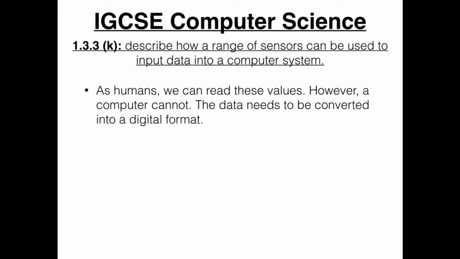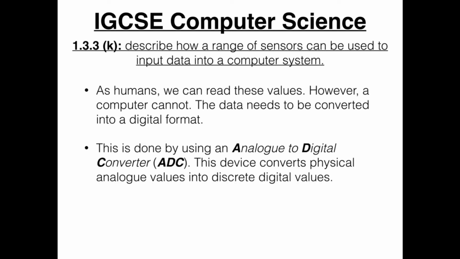As humans, we can read these values. Like, we can look at a clock and say, oh hey, it's 12 o'clock. Or we can look at a thermometer and say, oh, it's 35 degrees. But computers can't simply look at a device and say, oh, it's 12 o'clock. The data needs to be in some sort of digital format, like a format that the computer can understand. This is done by using an analog to digital converter, or ADC, as we're going to call it for now. This device converts physical analog values into discrete digital values.